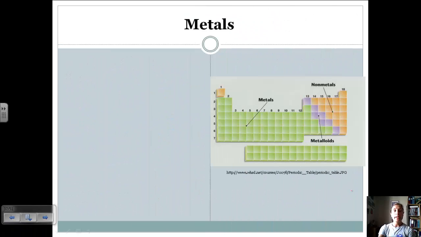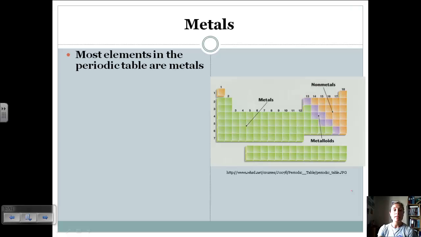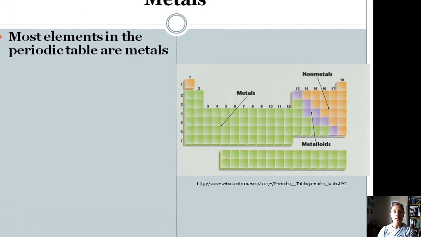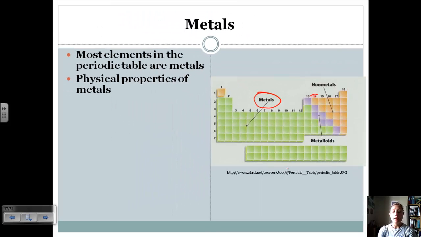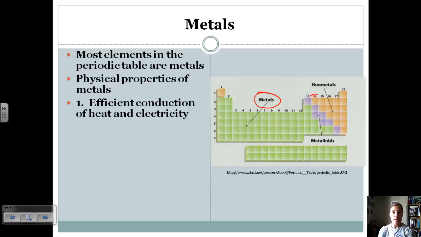We can also break the periodic table up into metals, nonmetals, and metalloids. Most elements in the periodic table are metals. If you take a look at the picture over here, metals are all the green ones, and they do occupy most elements on the periodic table. There are several characteristics of metals. First, they are very efficient at conducting heat and electricity.